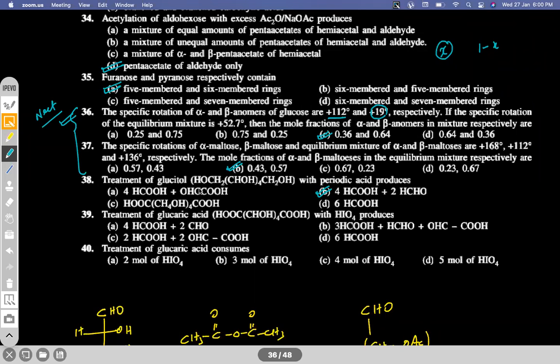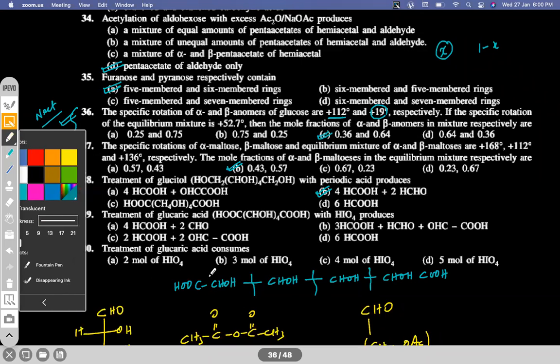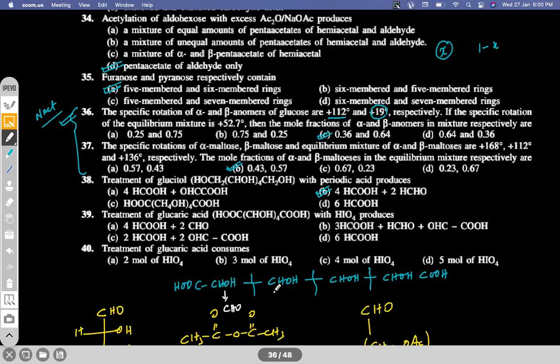See, in this one, I'll write down this molecule as this, this one, 39th one. The molecule is HOOC, CHOH, CHOH, and we have COOH. This bond you need to break. So from this, this CHOH converts into CHO. This gives you COOH here, 2. And this gives you again CHO. So one product would be COOH, CHO, 2 of this molecule and 2 of COOH we get. So we'll get 2 of this, option C we are getting here.